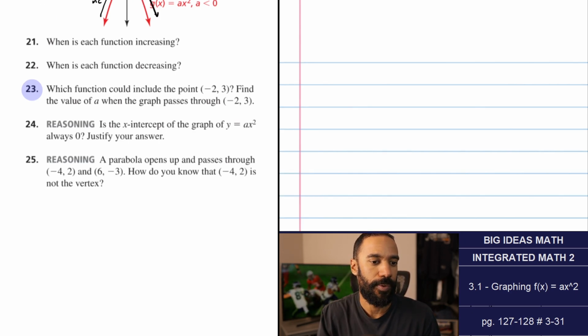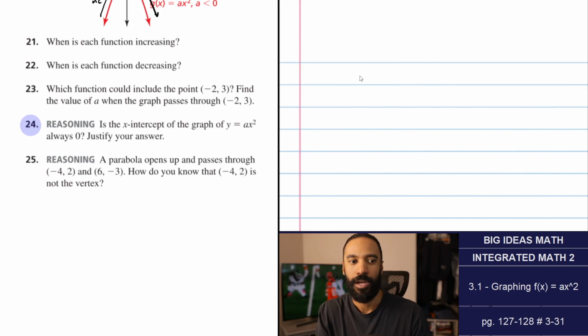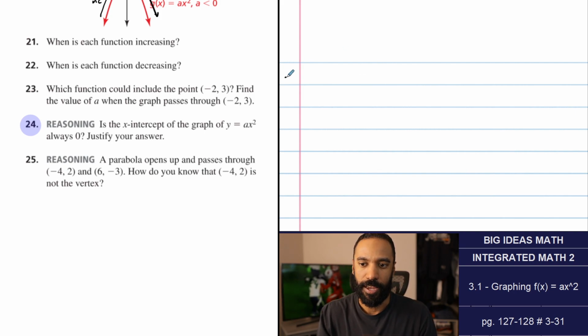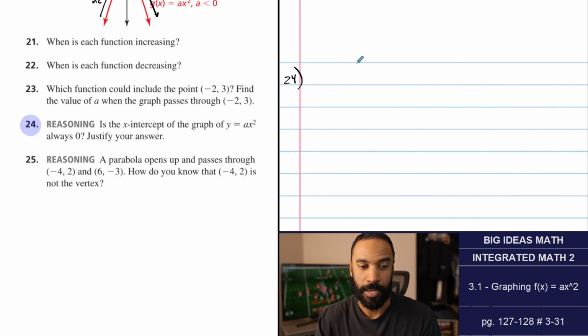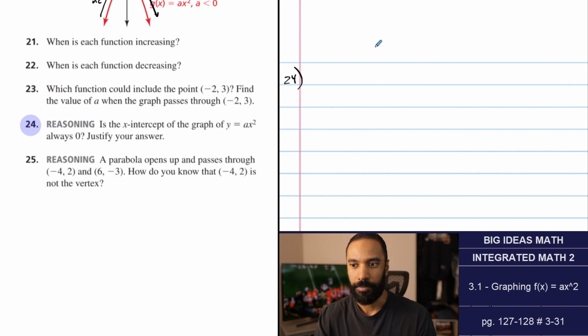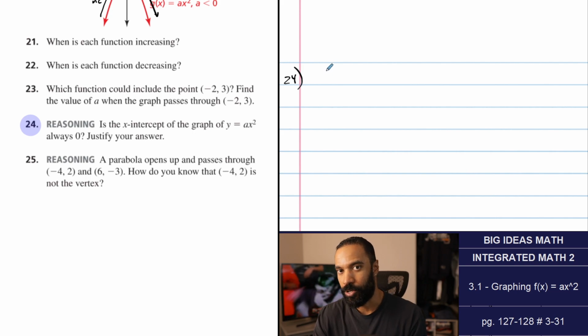Okay, number 24, unrelated to those, it looks like. Is the x-intercept of the graph of y equals ax squared always 0? Justify your answer. So this is where students kind of have trouble with intercepts and understanding what they are. It's not just where they pass axes. I mean, it is. It's absolutely where they pass axes. But algebraically, how can we look at that? Is it always 0? An x-intercept is the value of x when y equals 0.